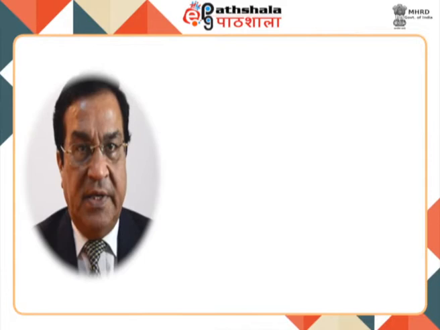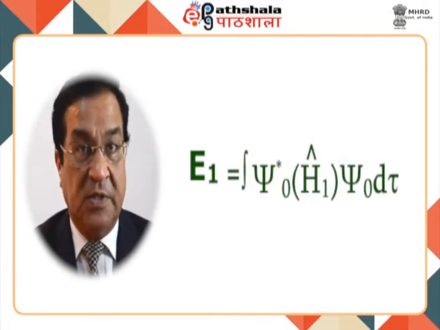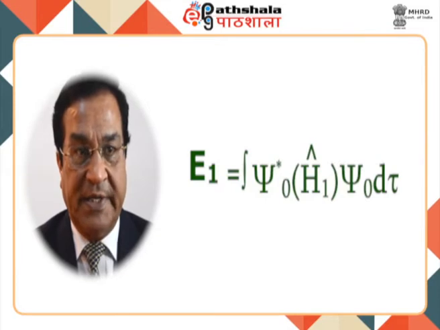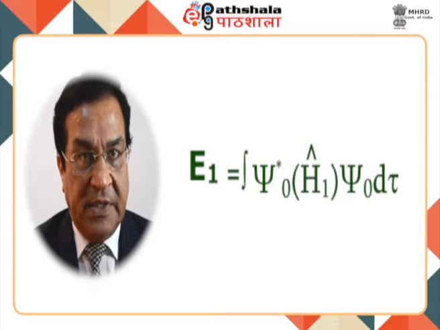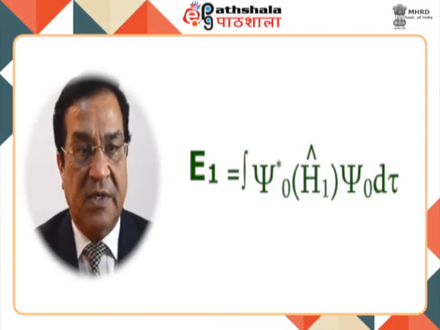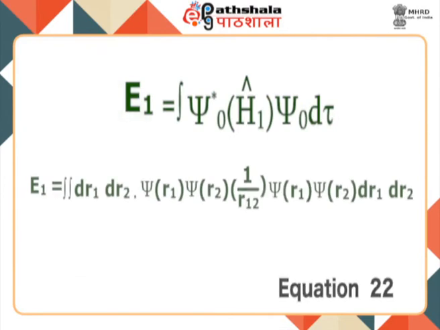As you are already familiar, the first order correction to the energy is given by the expression E1 is equal to integral psi 0 star H1 cap psi 0 d tau. This is the expression which we have used already many times. Now in this equation, if we put the detailed values of psi 0 star, H1 cap, etc., and then integrate it, as you can see, we are doing it in equation 22.